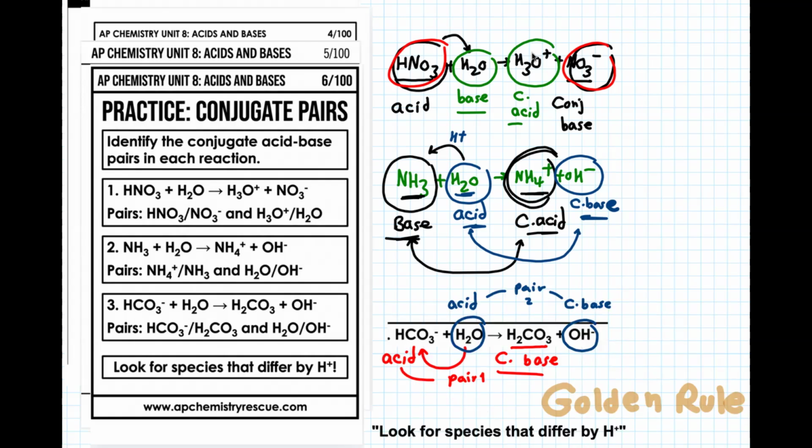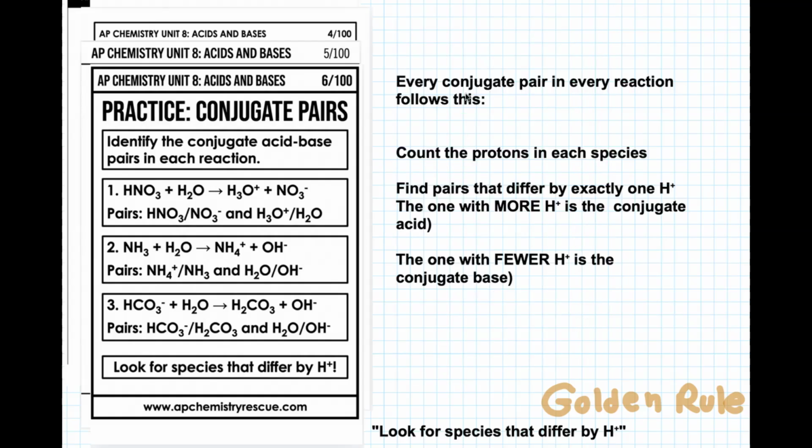This is the golden rule. Look for species that differ by H plus only. Every conjugate pair in every reaction must follow this rule. Count the protons in each species. So here there is how many protons, and here there is how many protons. There is 1, and there is nothing. Find pairs that differ by exactly 1 H plus.